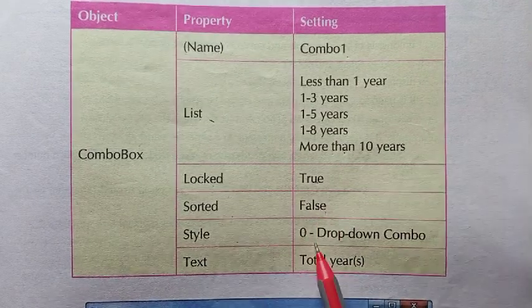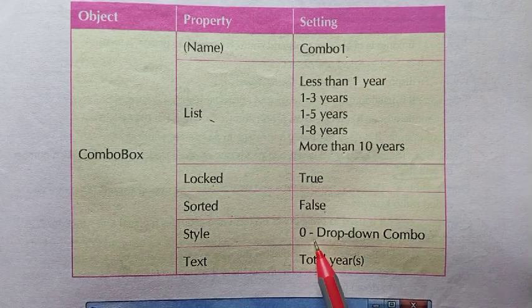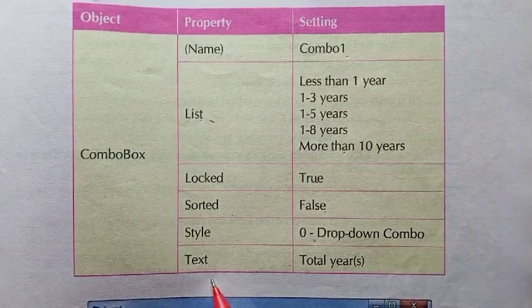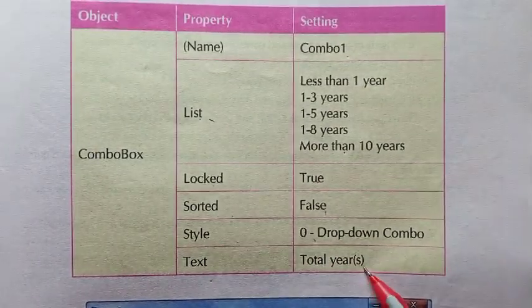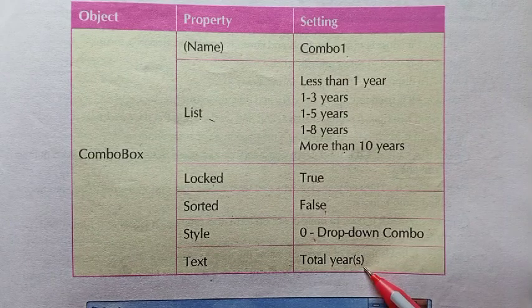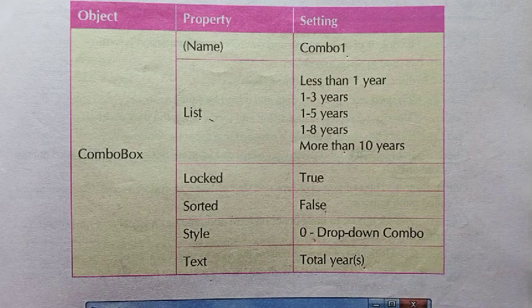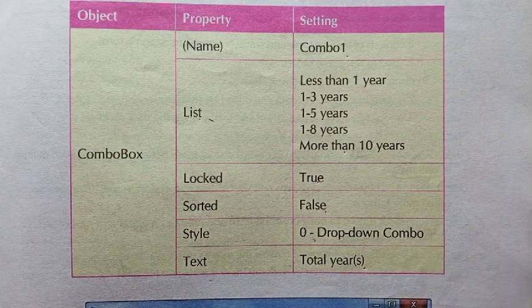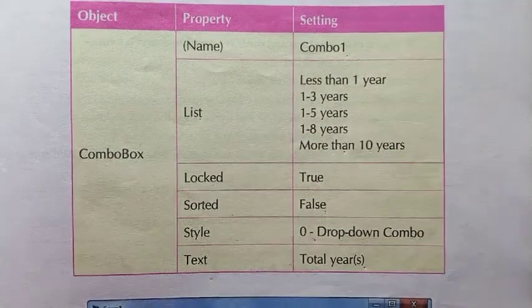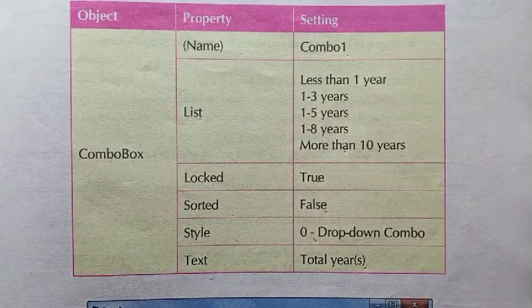For style we are going to choose 0, drop down combo. That means we will get a drop down combo box. Text will be total years. That means this is the text that will be displayed in the combo box. When somebody opens the form, this text will appear in the combo box. So this combo box was the last tool of the chapter.